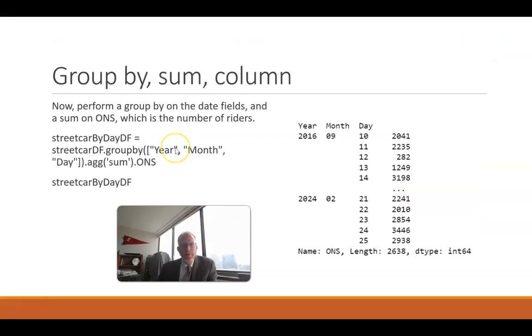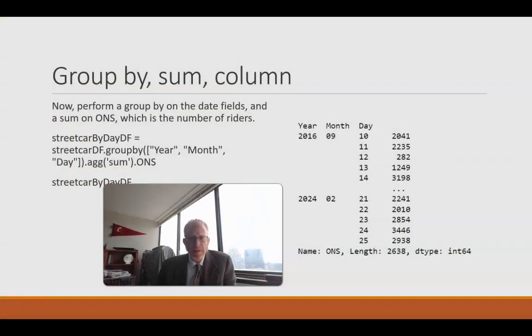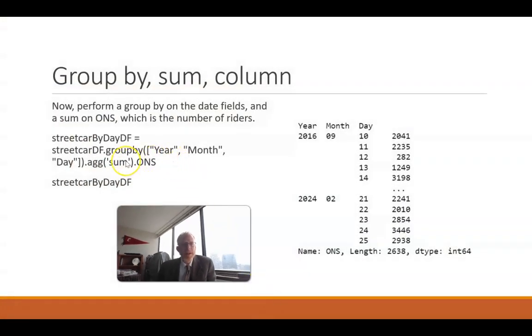Now that we have the date broken out to year, month, and day, we can do a fairly handy group by where we group by year, month, and day. And then we say aggregate. We want to do an aggregate function because if we're grouping, by definition, we're taking several records and collapsing them down into one. So what do we do with those several records? How do we account for them? Well, here we're saying sum them. So what are we summing? We're summing the ons field, which is effectively a count of the people who boarded a vehicle. And then we're saving that into a new data frame called streetcarByDayDF.